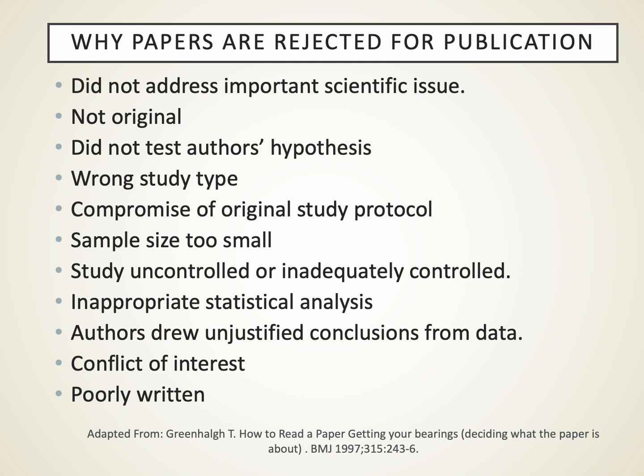is that the study that was done didn't address an important scientific issue, or it wasn't original data, that the authors might have had a hypothesis, but what they tested didn't represent that hypothesis, or the study design was wrong, there was something that was compromised or with bias, the sample size might have been small, or there weren't adequate controls in the study to render it an effective study, or they applied statistics incorrectly. Maybe the authors drew unjustified conclusions from data, there were conflicts of interest, or they were poorly written.